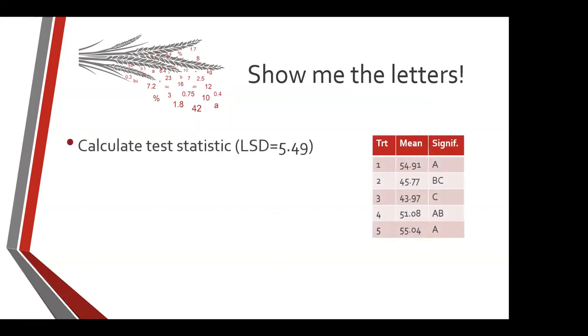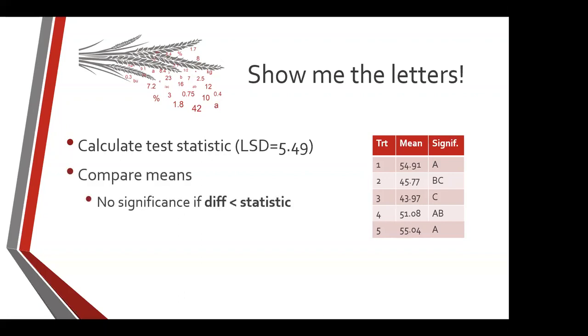So the first thing that is done in that process is to calculate a test statistic. This is going to be used to perform that comparison of means. Here in our example, we'll use the LSD, which was 5.49 for the data we used earlier. Then we take that statistic and use it to compare the means. If 2 treatments do not differ by at least that LSD amount, then they are not considered significantly different.